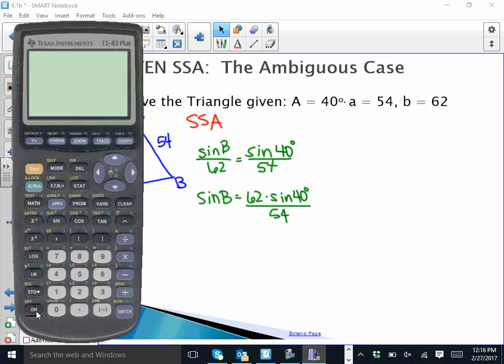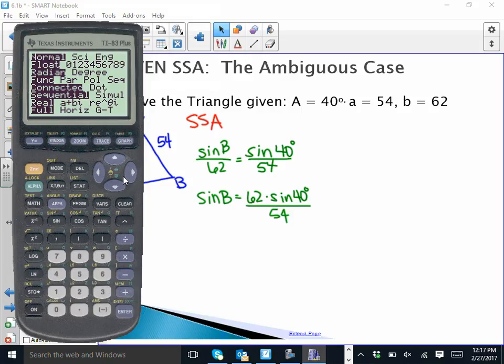Okay, I'll let you think about that for a little bit. Let me make sure my mode is correct. Every time I close it.